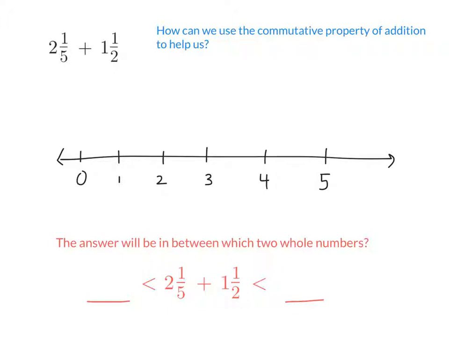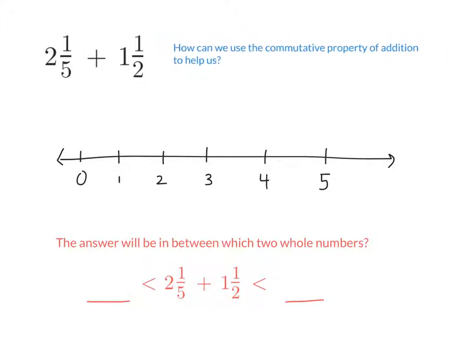Let's go ahead and take a look at this first problem. 2 1/5 plus 1 1/2. Please write that down. As promised, it is a mixed number plus a mixed number. My first question for you then is how can we use the commutative property of addition to help us? Remember, when your parents commute to work, they're changing locations. They're changing their location from home to work. How could we use the commutative property of addition to help us?